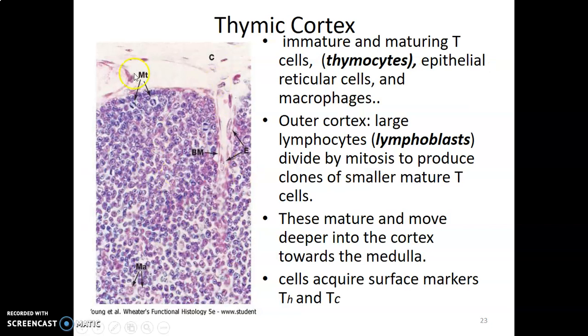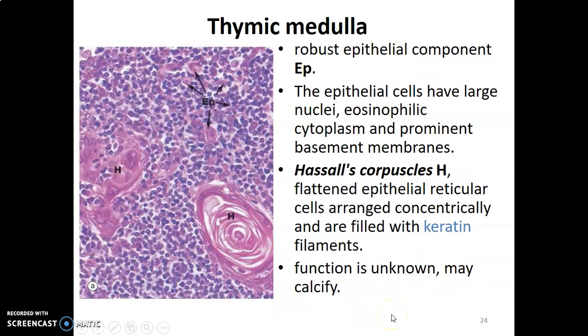Then this is the cortex. We said it is highly cellular, dark staining, and contains immature cells, the thymocytes, and as they mature, they move towards the medulla. The outer cortex has large lymphocytes that are dividing, so they have features of active mitosis. As they mature, they move towards the medulla, and the cells acquire the surface markers to become either T helper cells or cytotoxic T cells.